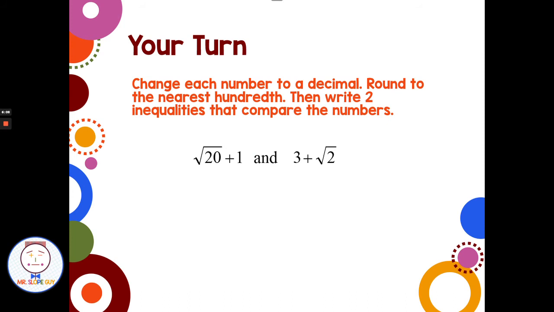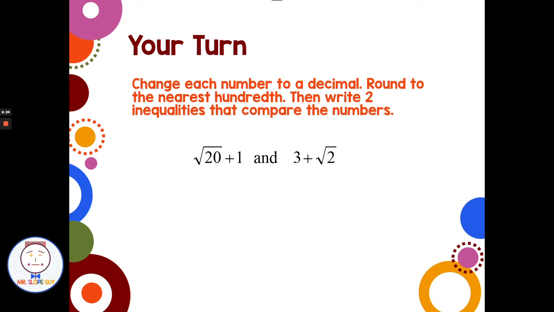All right, change each of these to a decimal, then write two different inequalities that compare the numbers. So change them to decimals, and then use the original numbers to make your comparisons. Pause the video here, come on back, we'll see how you did.